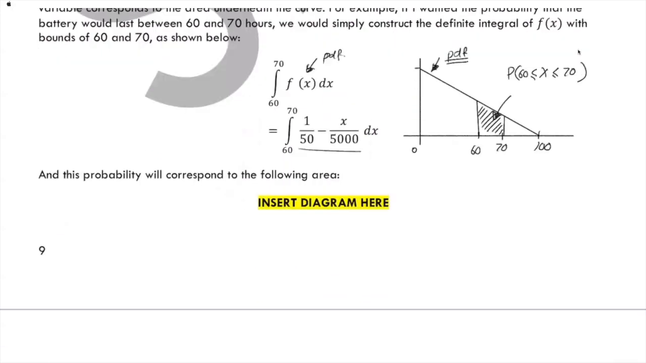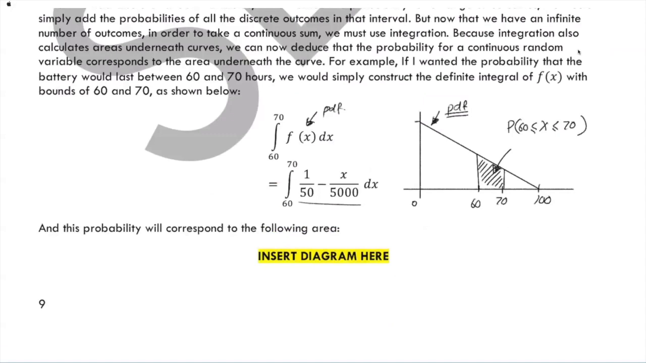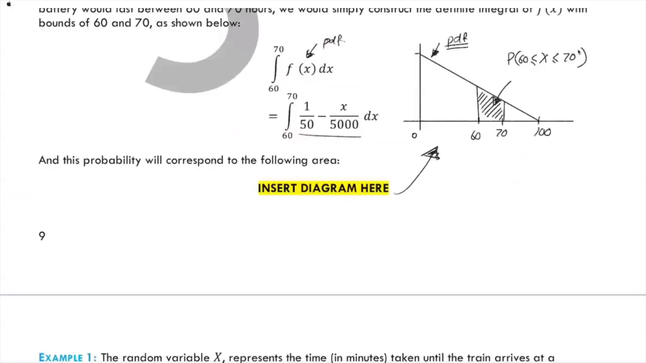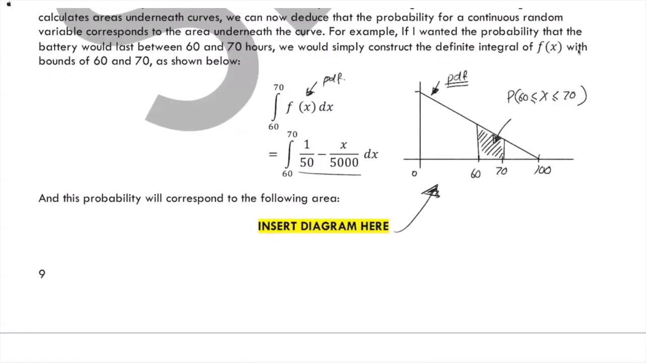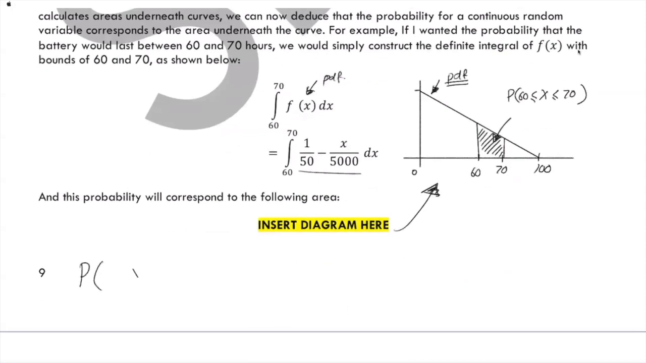This probably will correspond to the following area. That meant I was supposed to insert this diagram. Does that make sense? Yeah. So now, what can we say generally? If you want to find the probability that x is between any two values, all you've got to do is take the integral from a to b of your PDF. That's it.